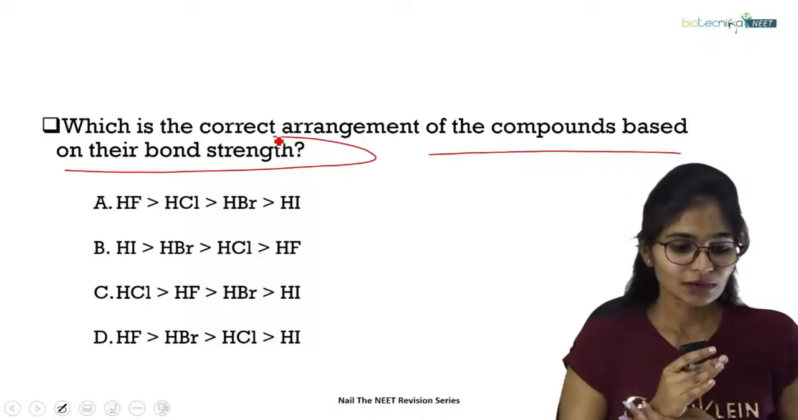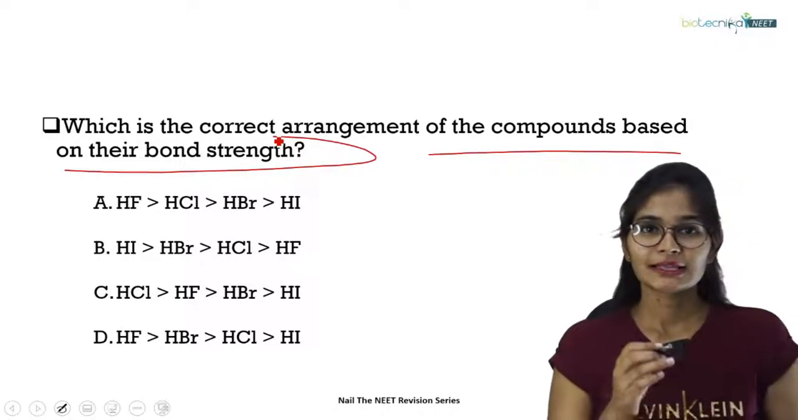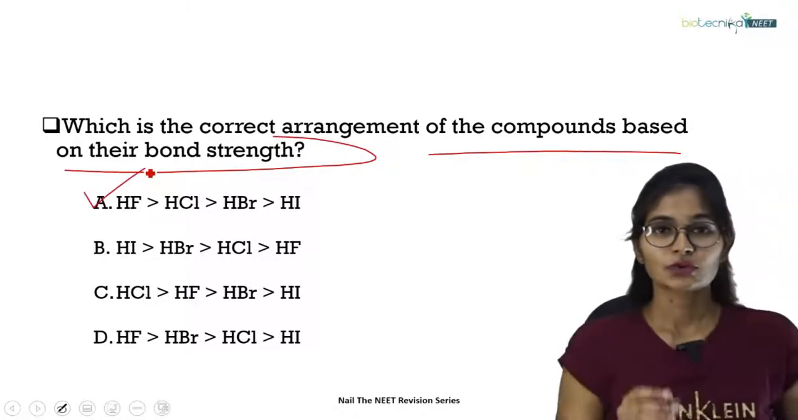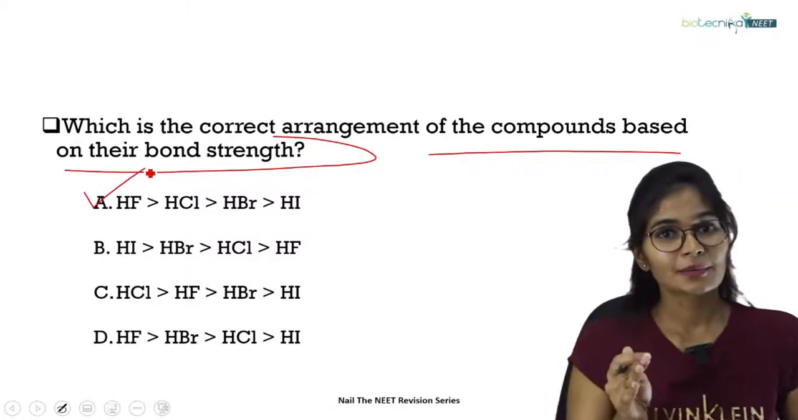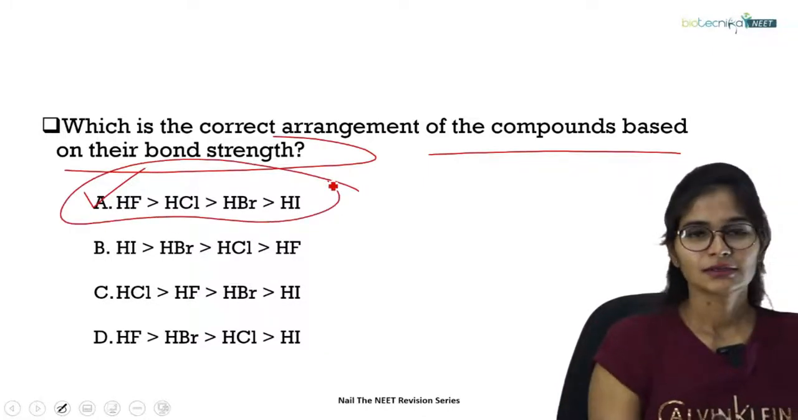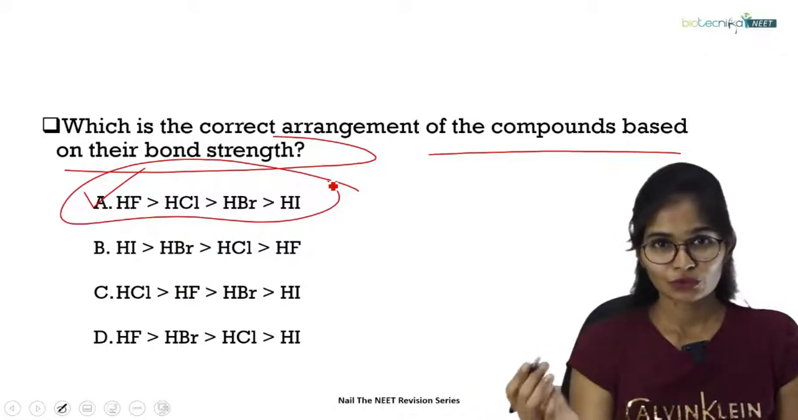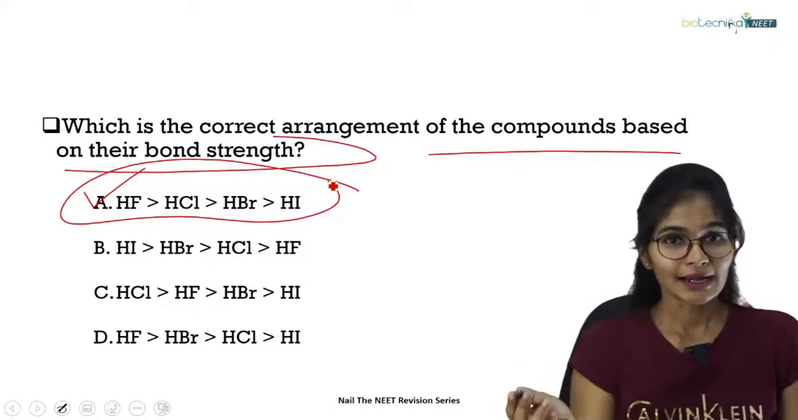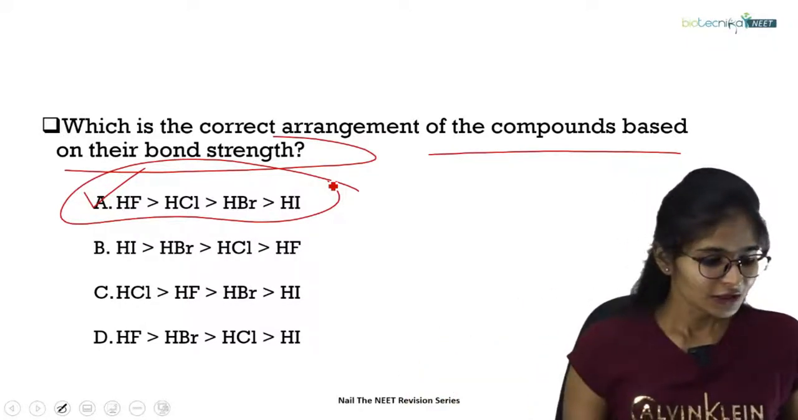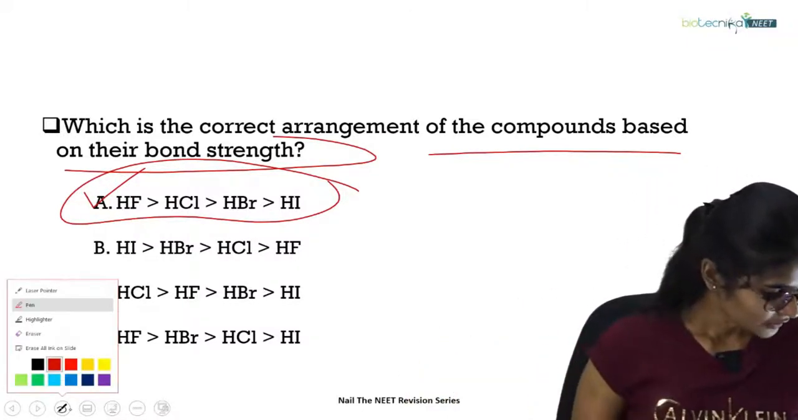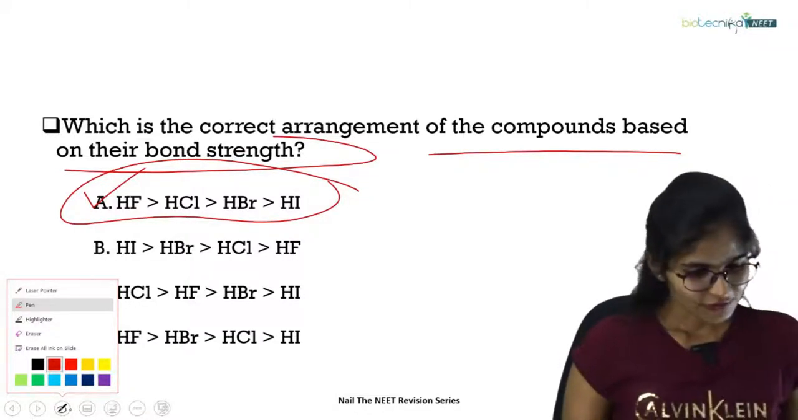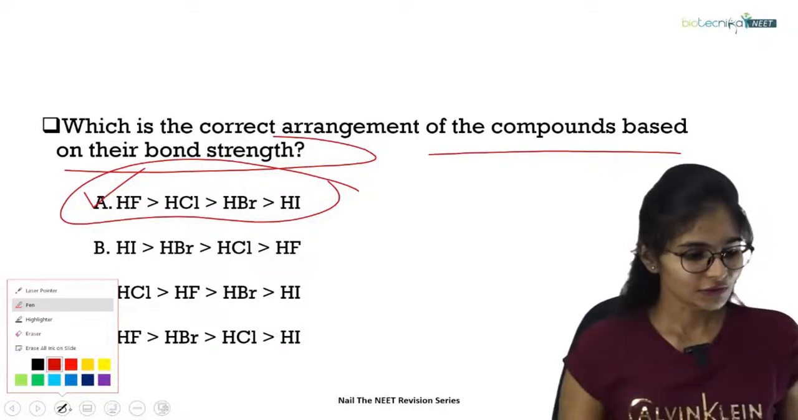In the case of HF, HCl, HBr, HI, breaking the HI bond will be easy compared to HF. We already concluded that, so option A is correct here. In the case of a diatomic molecule we consider F2, and in the case of hydrogen halides we consider HF, HCl, HBr, HI, so in general HX. These are the options you have. Someone has answered option C. Okay, this is the wrong answer, because option A is what you have to pick.